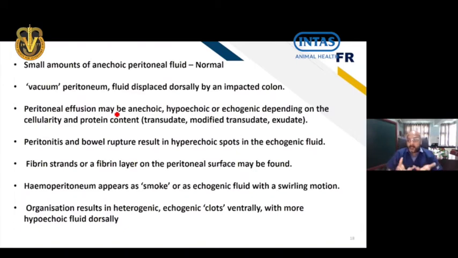And if there is a hemoperitoneum, if there is blood in the peritoneal fluid, you can find a smoky appearance of the echogenic fluid, and there is always a swirling motion of the fluid with the movement of the intestines or the abdominal organs. As a rule, when there is inflammation, there is fluid, and this fluid is later replaced by fibrin. So you will always find organization of the fluid. The echogenicity of the fluid becomes heterogenic, and sometimes you find bigger clots in the fluid also. So looking at the fluid is very, very important.